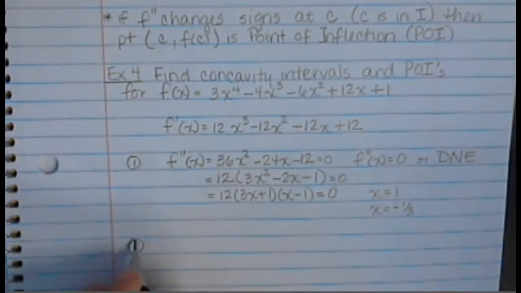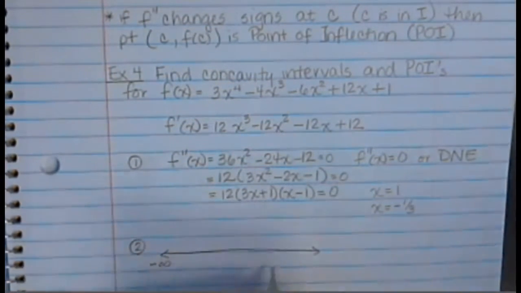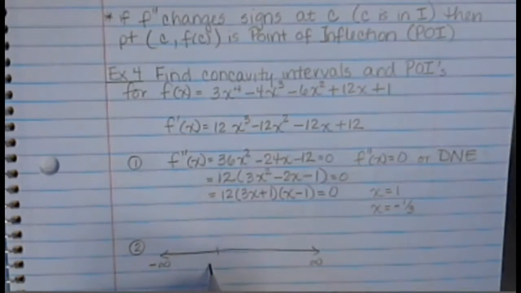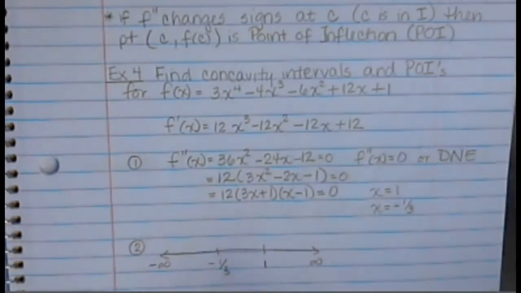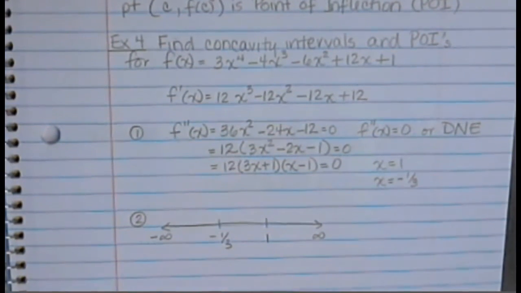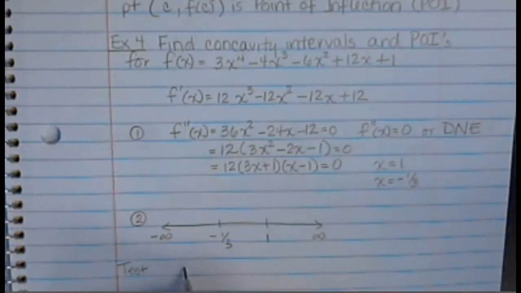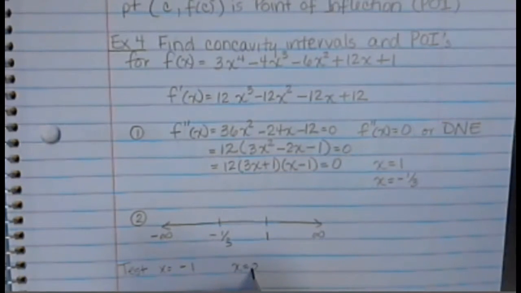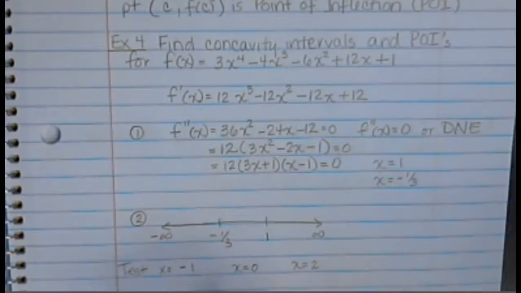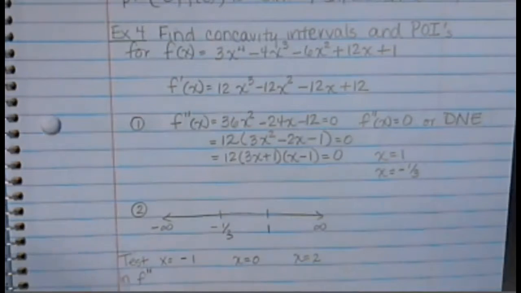So the second thing we're going to do is create a number line for our domain of negative infinity to infinity, and we're going to plot our points of interval for concavity. And then we're going to do the same thing that we did before. We're going to test some points. We're going to pick x equal to negative 1, x equal to 0, and x equal to 2. And we're going to test these in f double prime of x.